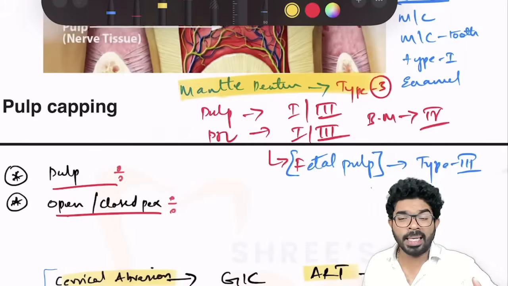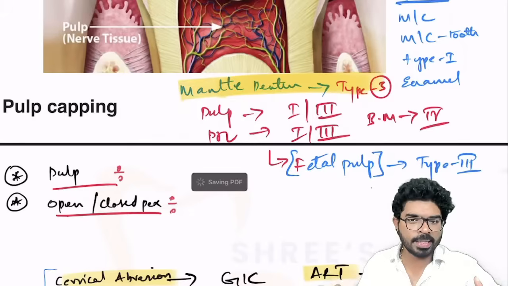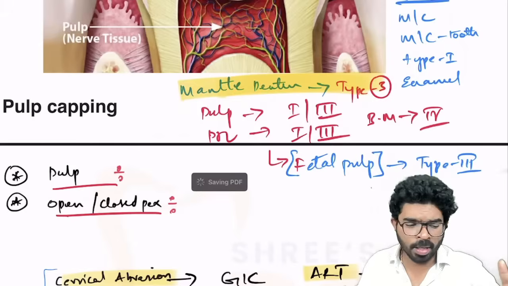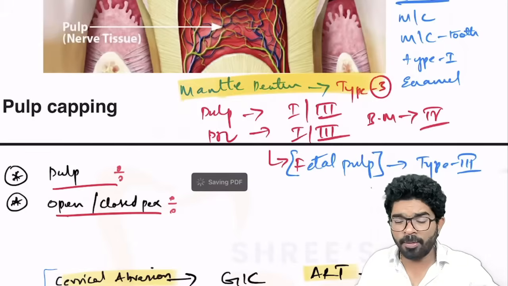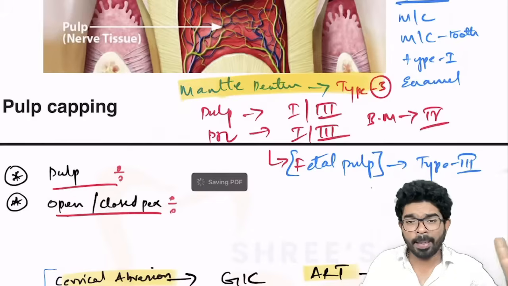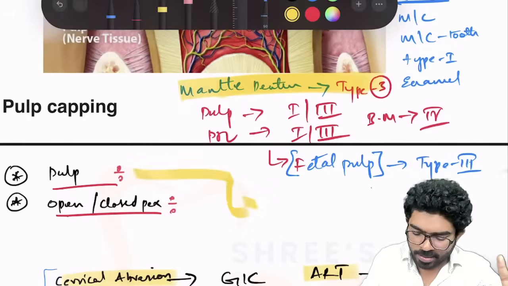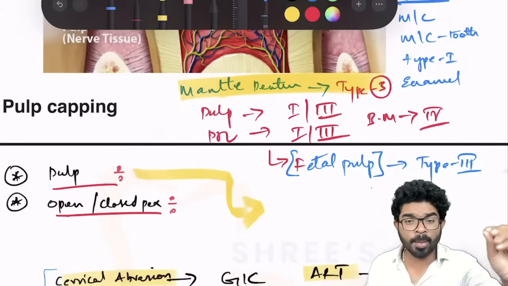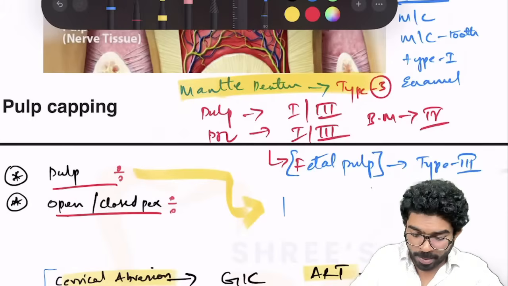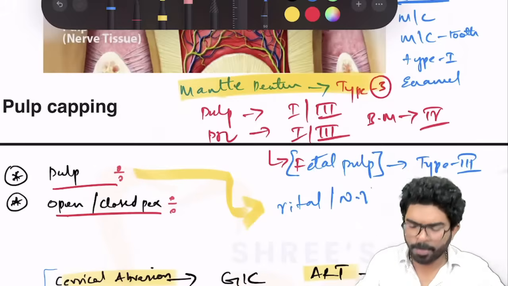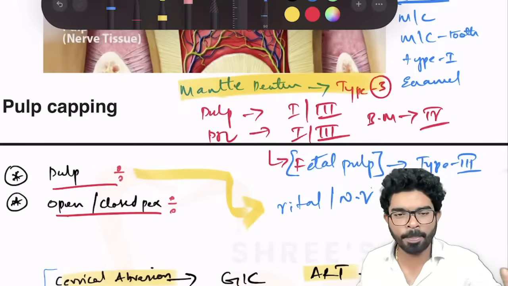Information number one: in the case, I want you to know the status of the pulp. What are the two statuses of the pulp we have? One is vital pulp, second one is non-vital pulp. So in the case, first decide, based upon the info, whether the pulp is vital or non-vital. Very, very important to eliminate the options. Very simple it is.